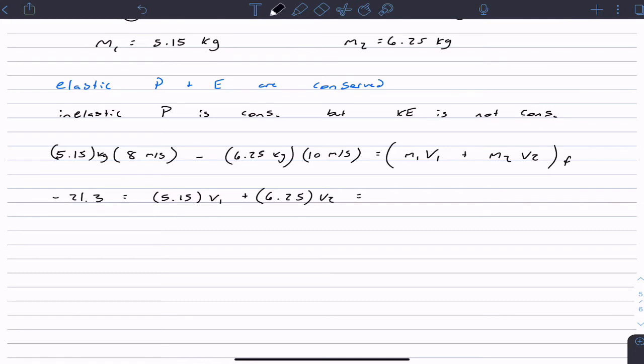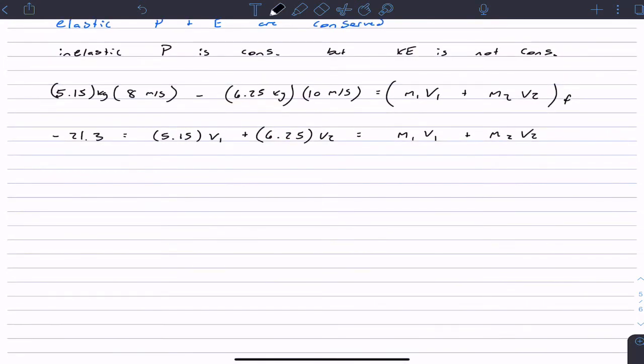Or we could just say that this is m1 v1 plus m2 v2. We know what m1 and m2 are, but it's going to be easier to write m1 and m2 than 5.15 and 6.25 a whole bunch of times. So this is equation 1.